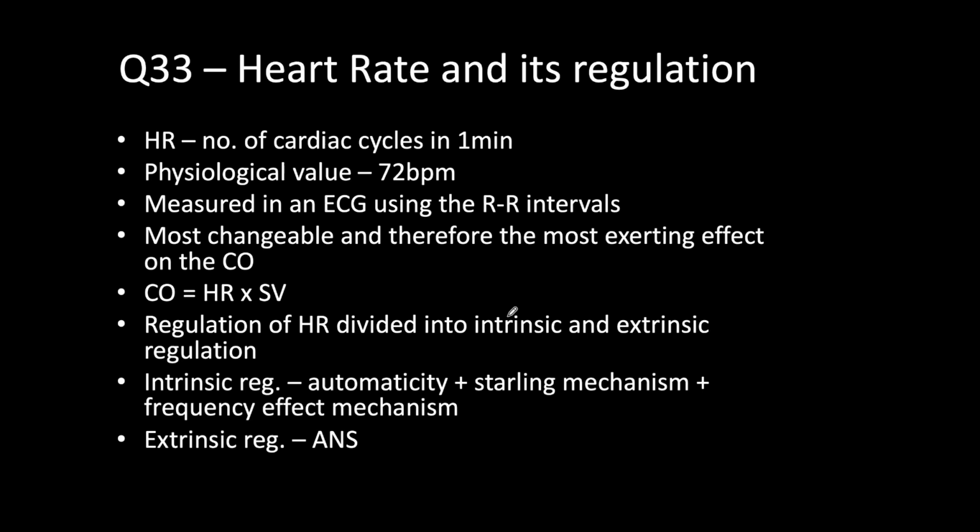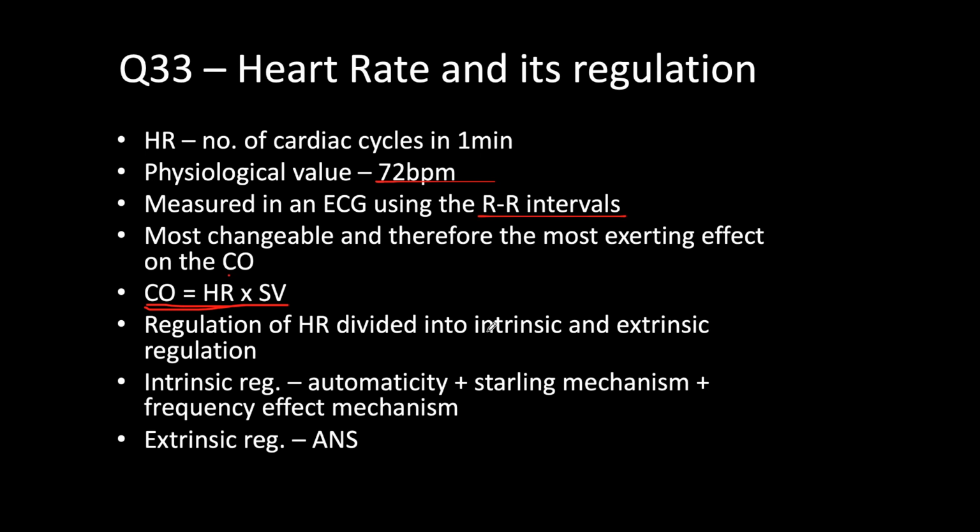All right, so heart rate and its regulation. Heart rate itself is the number of cardiac cycles in 1 minute. Its physiological value is 72 beats per minute, measured in an ECG using RR intervals. And it's the most changeable and therefore exerts the most effect on the cardiac output. So the equation for cardiac output, very important: cardiac output is heart rate times stroke volume. And the regulation of heart rate is divided into intrinsic and extrinsic regulation.